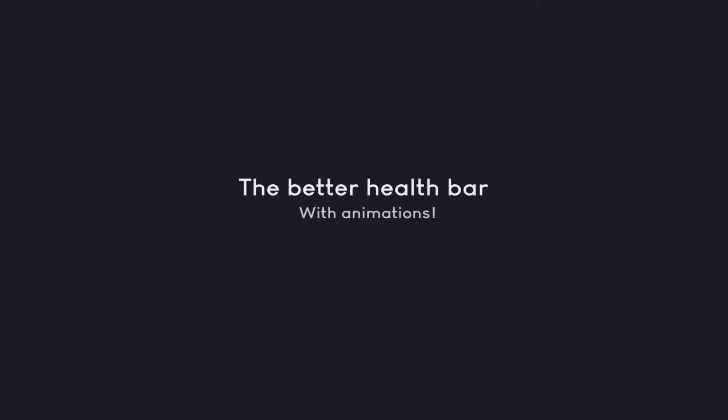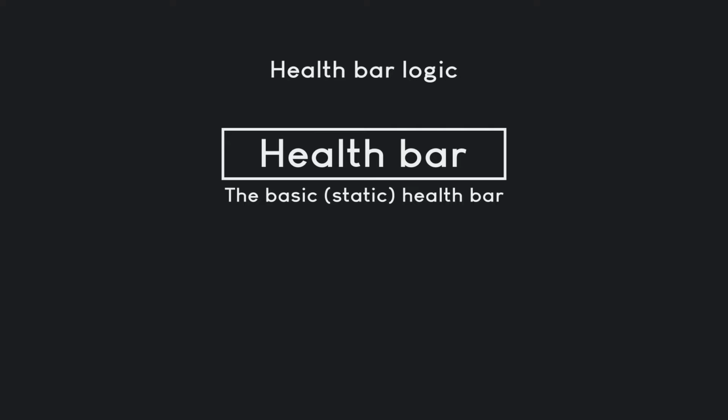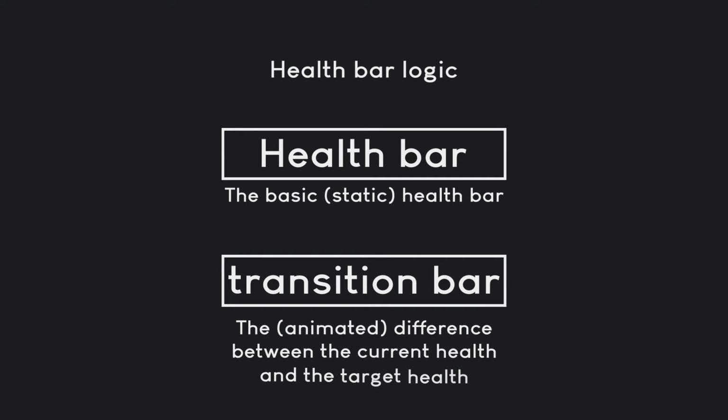And for that, we are going to need quite a bit more logic. So let me explain what's going to happen. In the most basic sense, we are effectively going to create 2 rectangles for our health bar. The first health bar is pretty much the basic health bar we have already seen. So this is just a health bar that accounts for how much health we have. But then we are going to have a second health bar that shows us the difference between the current health and the health we want to get to. And this one is going to be animated.